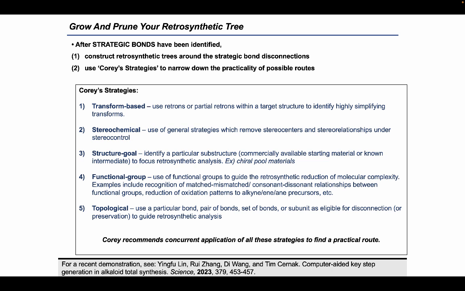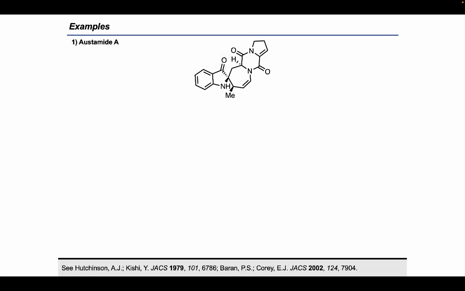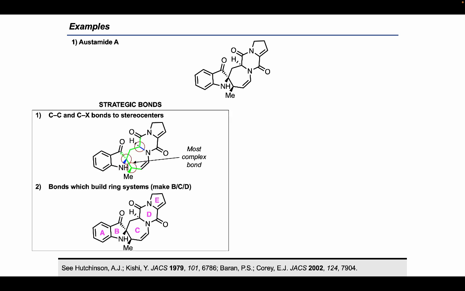Corey recommends concurrent application of all of these strategies to find a short practical route. Now, let's apply these principles to some molecules. First, we have austenite A. Identification of the strategic bond suggests that the bonds between the vicinal stereocenters is the most complex, but all the bonds highlighted in green and blue are strategic and candidates for disconnection. There are 5 ring systems in this molecule. From the standpoint of convergency, it would be best to forge ring C from the merger of the AB and DE ring systems, which would then become sub-goals for further analysis.